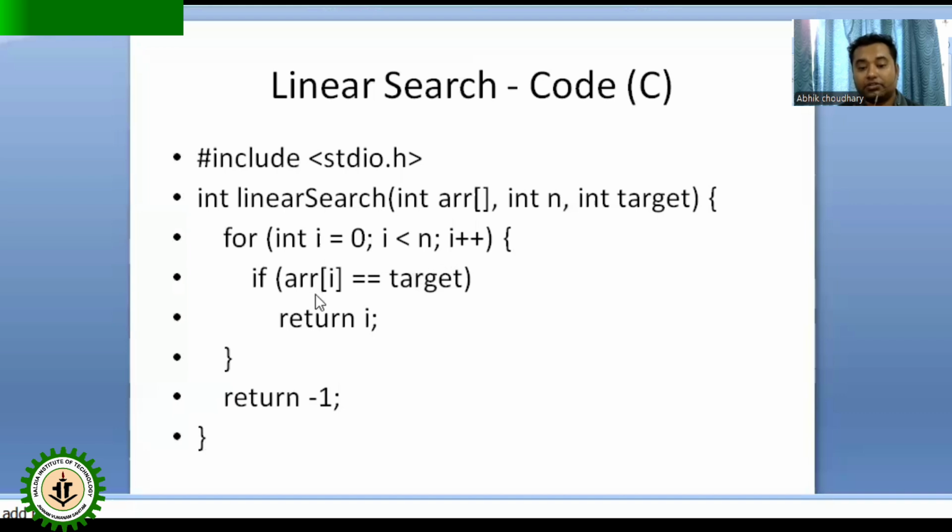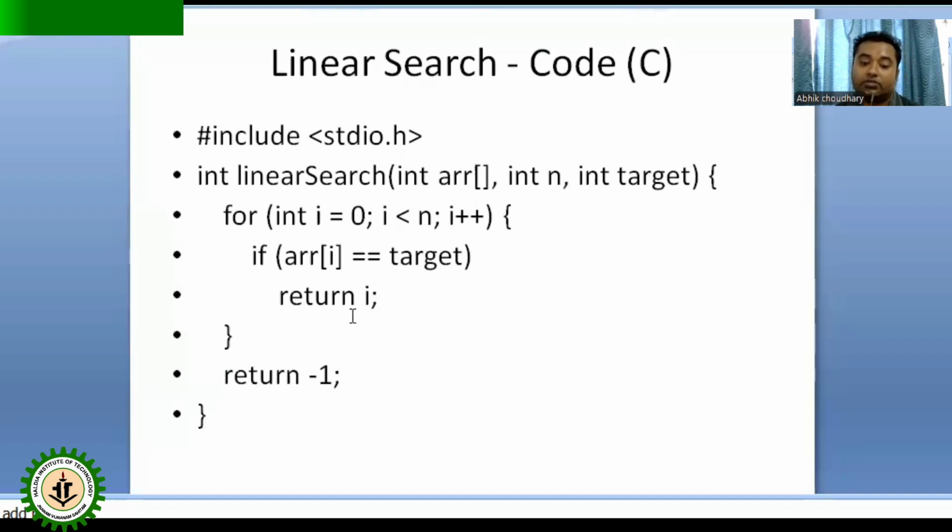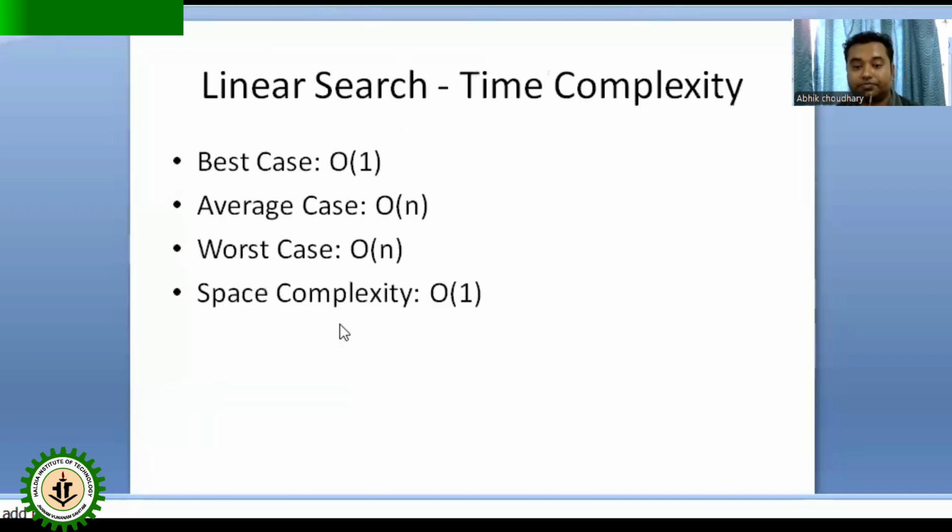If it does not satisfy this condition, then the loop terminates when i is not less than n, and then it will return minus 1. Means the item which we are searching for is not found in that array. So we return minus 1.